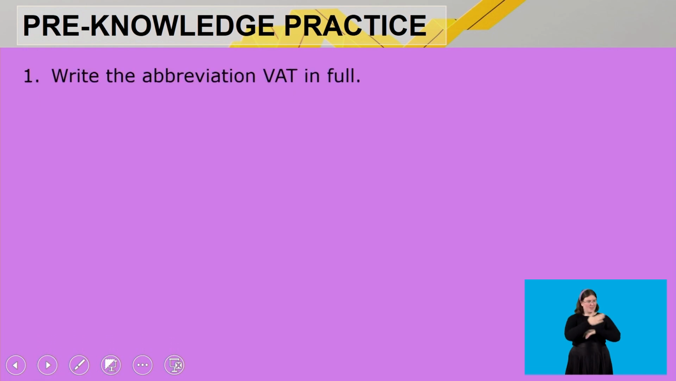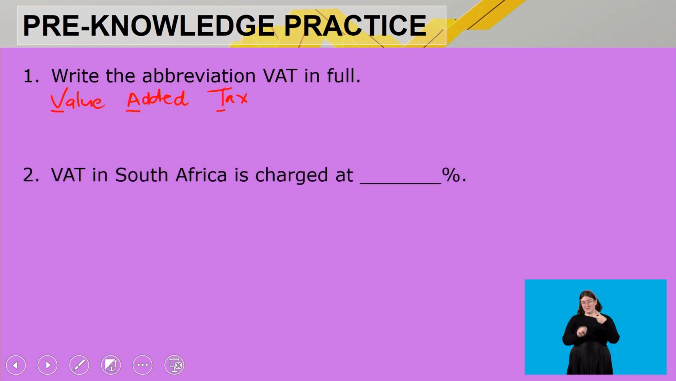Okay, so now we are at our pre-knowledge practice. The first question here: write the abbreviation VAT in full. This is again a level 1 question. So here we'll indicate that this is value added tax. All right, so there's your VAT, value added tax. Our second question: VAT in South Africa is charged at 15%. Can you see how easy it becomes? All we need to do is just listen. This I've already addressed when I opened with this lesson. Same will apply in your classrooms.